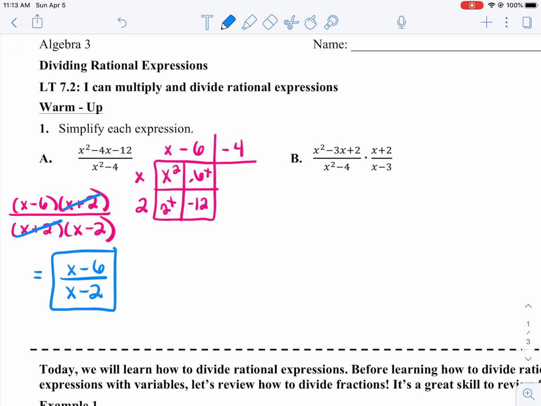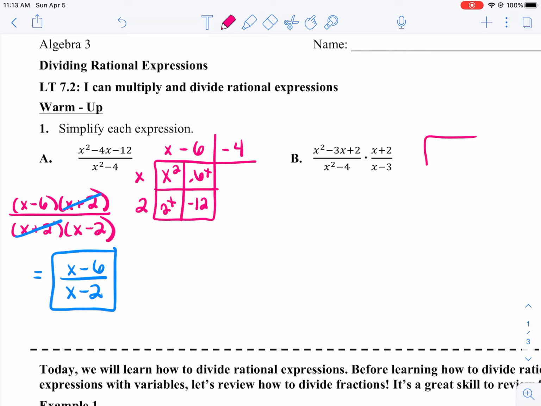We cannot cross out the 6 and the 2. We cannot cross out the x's because those are not factors. Those are part of subtraction. Then in the next lesson, I talked about multiplying rationals. When we multiply, we factor any numerators and denominators that need to be factored, and then we cross out common factors that appear in the numerator and the denominator.